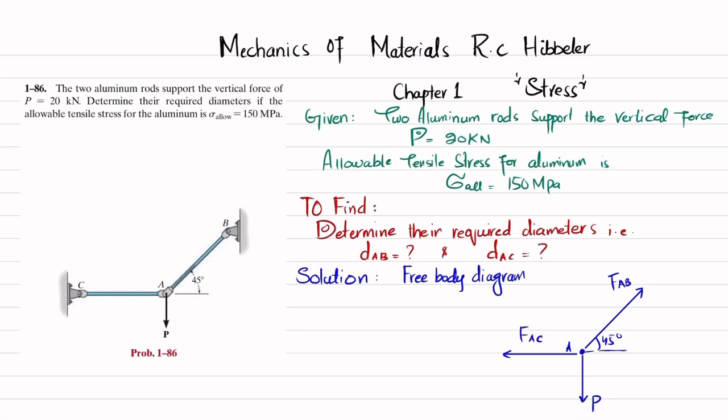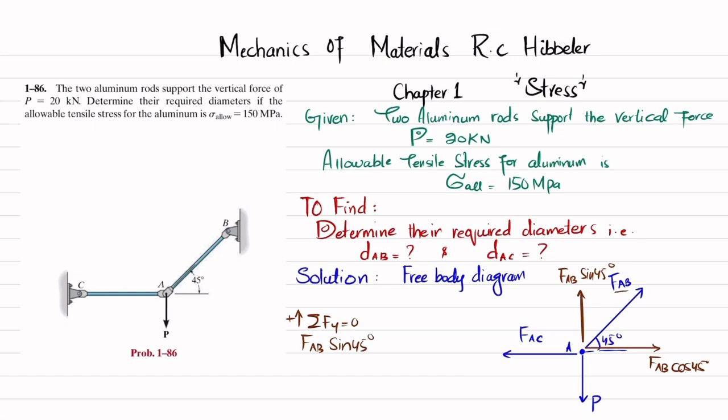So we'll apply the equations of equilibrium. The first equation of equilibrium is that the sum of all forces along the y direction must be equal to 0, and upward force is taken as positive. You can see FAB will have two components. One is the x component, which is FAB cos 45 degrees, and one is its y component, the vertical component, which is FAB sin 45 degrees.